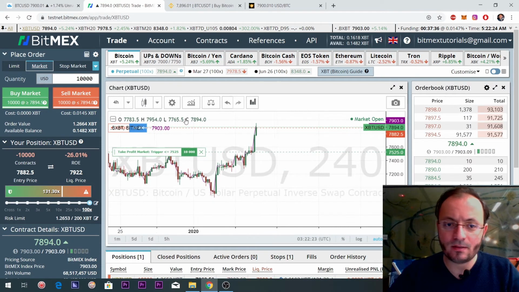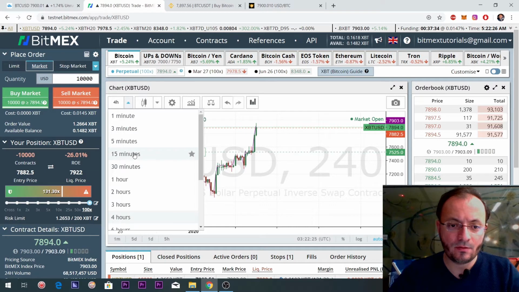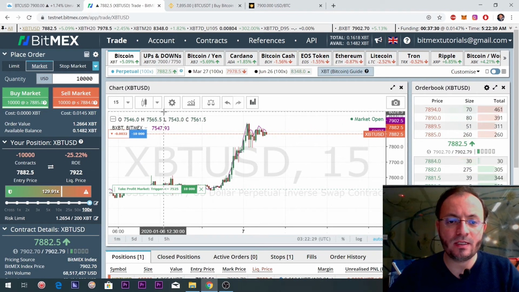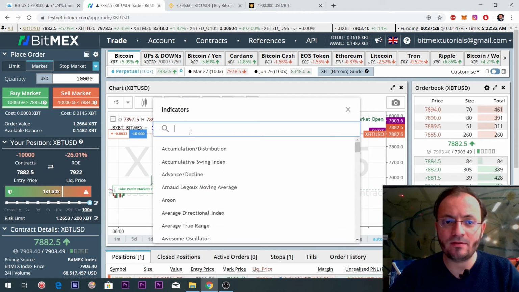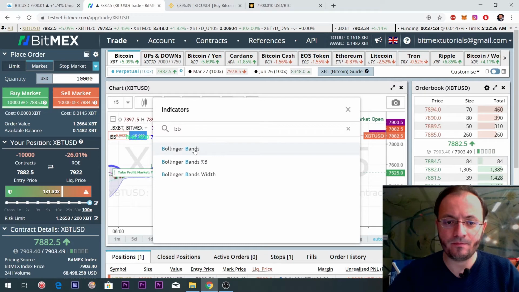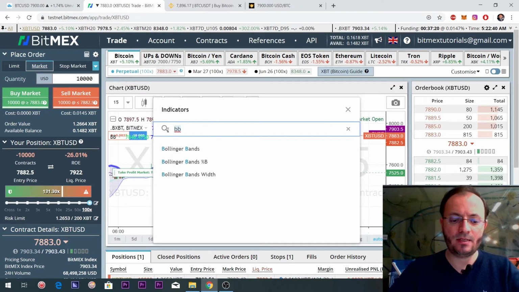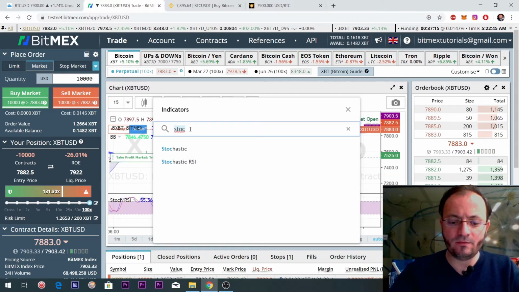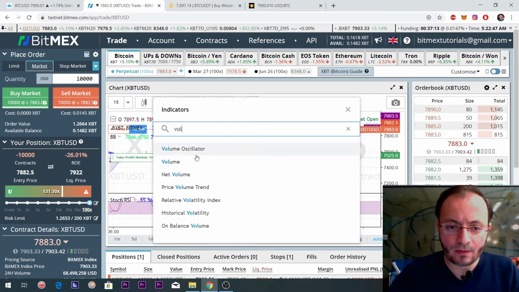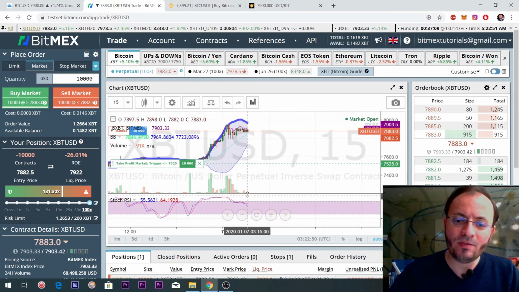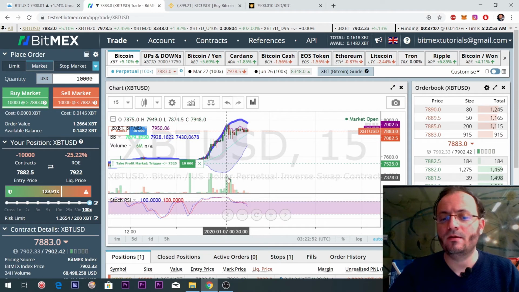Another thing that you can consider is putting some indicators here, like the Bollinger Bands, and the stochastic RSI, and also the volume, to see the volume, because the volume is an indicator of the price.